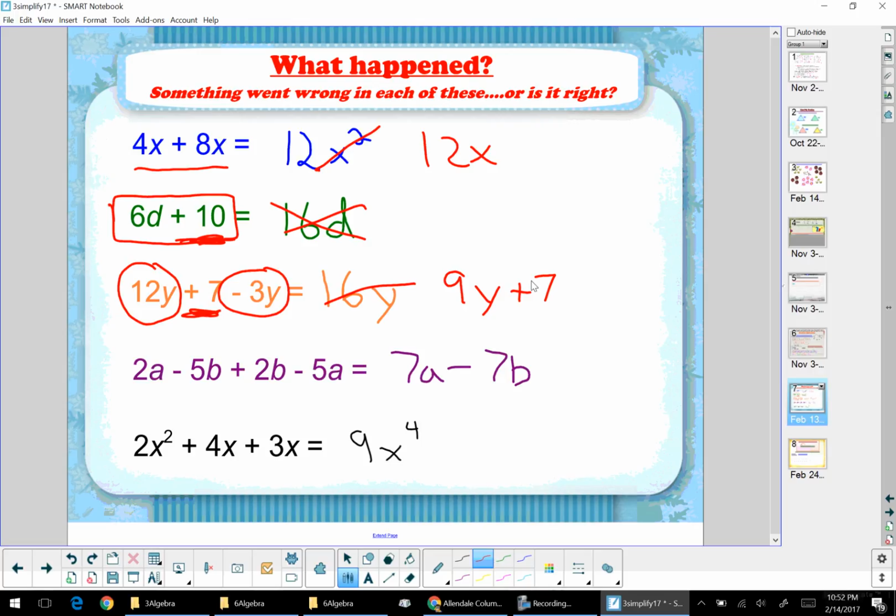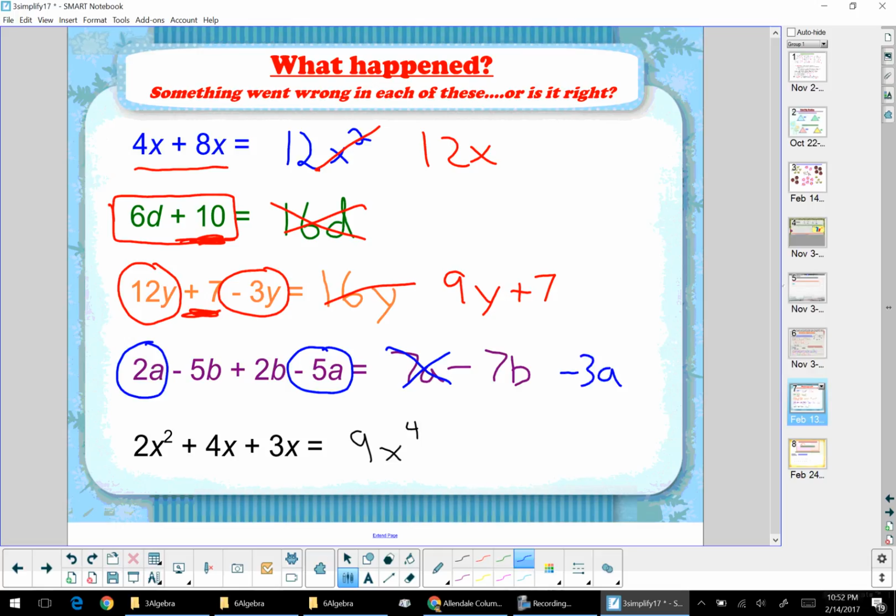All right, in the next example, we've got some a's and b's. It looks like this person did the right thing to combine the a's and combine the b's, but they didn't listen to that rule of combining and keeping the signs with each number, right? So we have a 2a and a negative 5a. The 2a is positive, the 5a is negative. That's actually not going to give me 7a. That's going to give us a negative 3a.